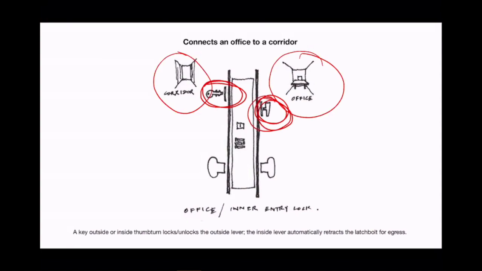You don't need a key if you're in your office and it was locked and you want to unlock it and leave. Or if you're in your office and you close the door and you want to lock it, you don't want to have to search for a key. So all you have to do is flip over that thumb turn, and then that locks the outside lever.